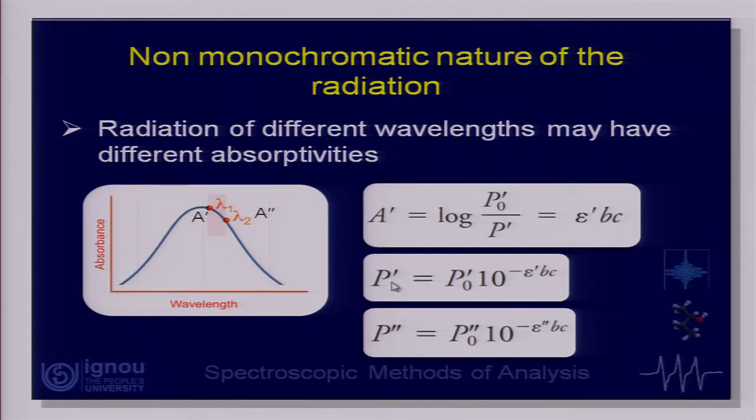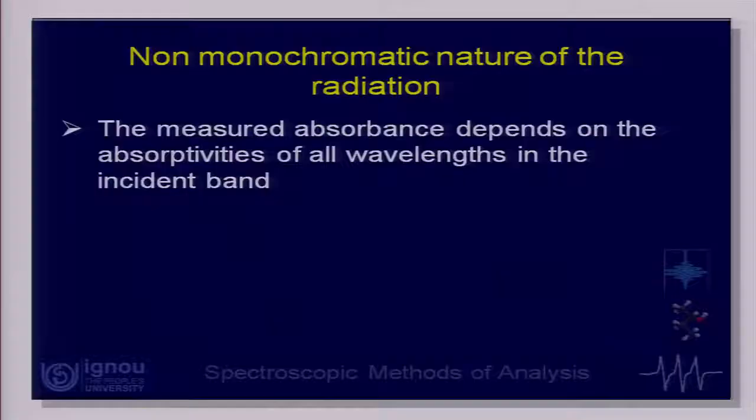P prime is the intensity of radiation coming at wavelength lambda 1, and P double prime is that at lambda 2. Now, I am just taking the example of two radiations, but suppose there are many of them. Each one will have its own P value: P prime, P double prime, P triple prime, and so on. And the measured absorbance that we actually observe will depend on the absorptivities of all these wavelengths which are passing through the medium.